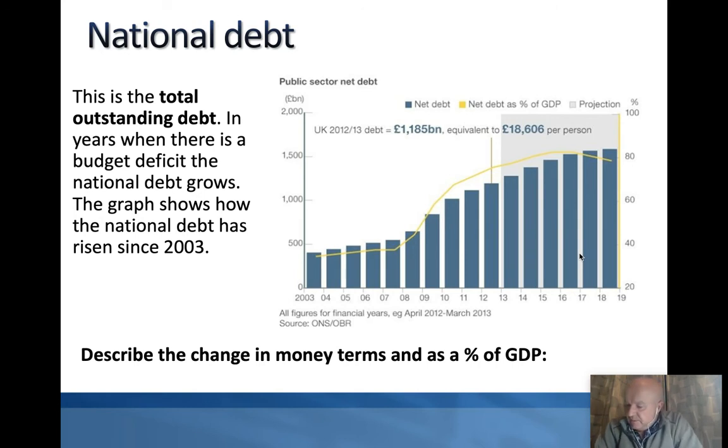So in this instance then, we've got a graph showing how the national debt has risen since 2003. And I'd like you to describe in both money terms and also as a percentage of GDP how those things have changed. So again, take a look at the data, do a bit of interpretation, and then interpret that into the change in money terms and also in terms of the percentage of GDP. And if you calculate that using the data, then you can give that some thought and fill that in your booklet on page 11.